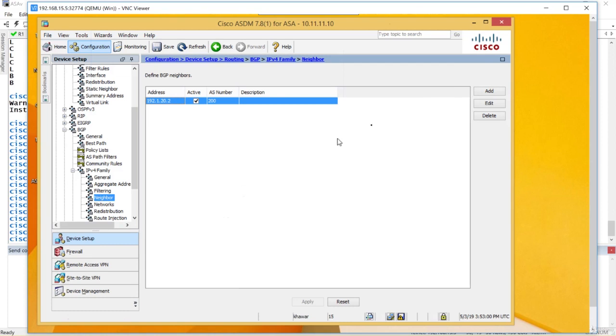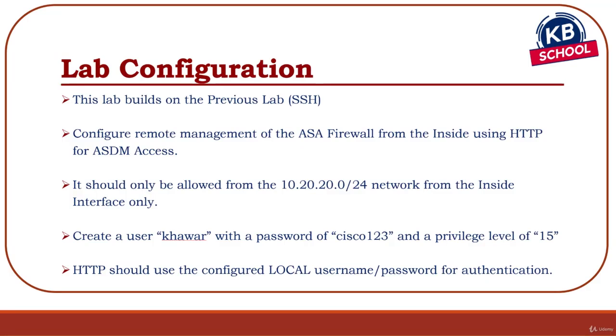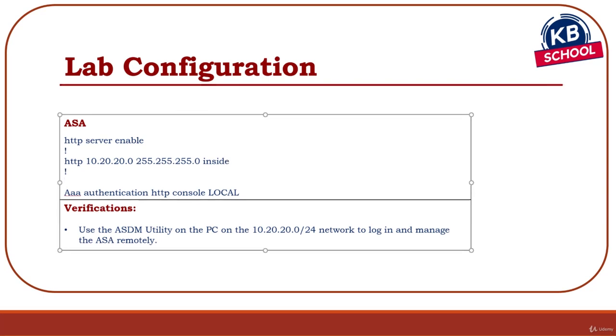And the way I allowed access to the ASA firewall for ASDM was by doing these commands: enable HTTP server, allow HTTP to come in from the 10.20.20.0 network from the inside interface. I also created the username, the way I had done it, privilege of 15, and then linked up my local database for HTTP authentication. And I then connected using the ASDM utility on the PC to manage it. All right, so that's how you do remote management.